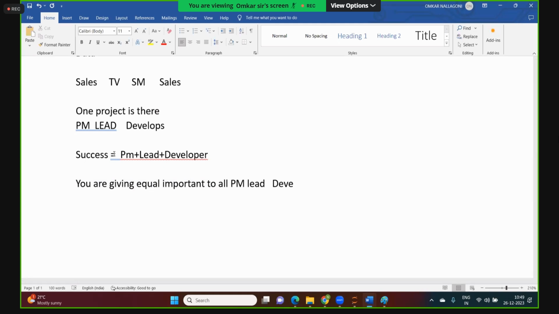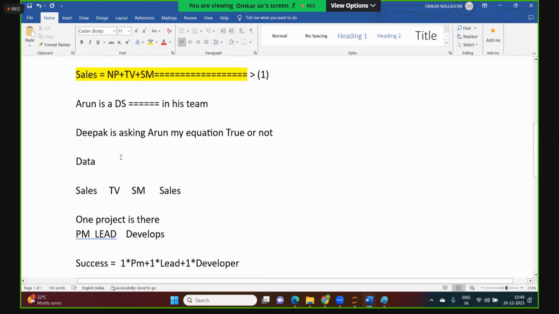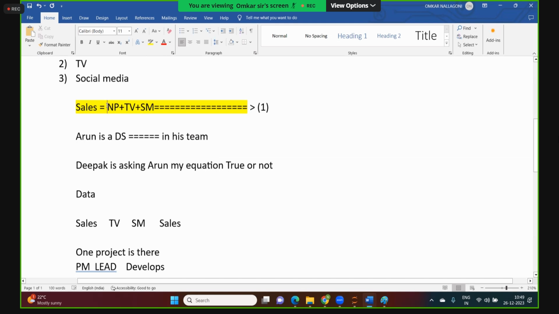Very good. Your multiplication factor is how much? 1. That means the multiplication factors are equal, which means you are providing equal importance. In the same way, here also the equation is wrong because the multiplication factor is 1, 1, 1. That means TV has the same impact as newspaper, and newspaper has the same impact as social media.